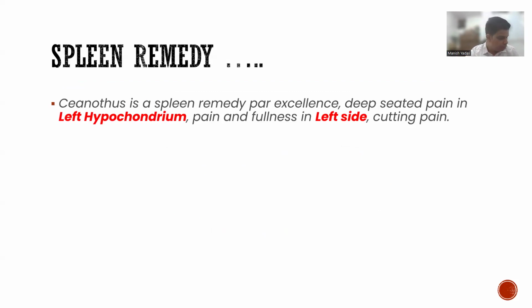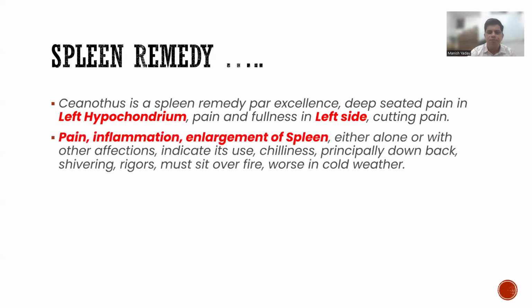Deep-seated pain. You'll have deep-seated pain in the left hypochondriac region, pain and fullness in the left side. So always the patient will come and invariably he will talk about some discomfort on the left side, mild pain on the left side, or maybe a severe cutting pain on the left side. That could be an indication that you are on target. Pain, inflammation, enlargement of spleen, either alone or with other affections. Means either alone or other organs are affected.